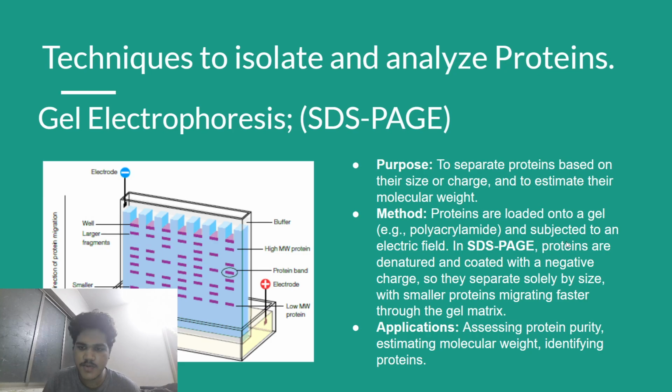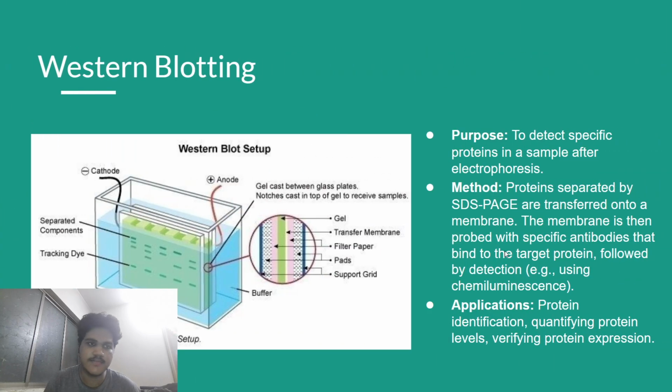In SDS-PAGE, proteins are denatured by the SDS and coated with a negative charge, so they separate solely by size, with smaller proteins migrating faster through the gel, facing less resistance during the run. Applications. Gel electrophoresis can be applied while assessing protein purity, estimating molecular weight, identifying proteins, etc.